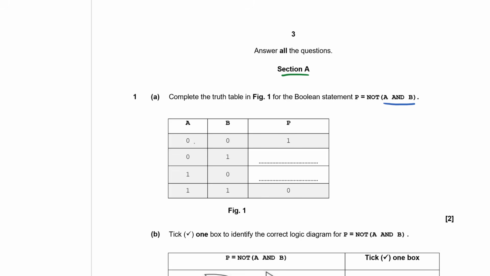So when A is 0 and B is 0, 0 and 0 is 0, but NOT makes it a 1 as it's filled in for us. When it's 0 and 1, that's going to be 0, but it flips because of NOT and becomes a 1. 1 and 0 is 0, but again it flips to become a 1. So the two answers there are just 1, 1.